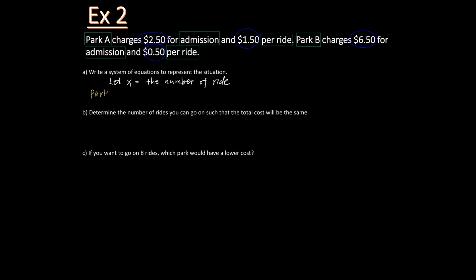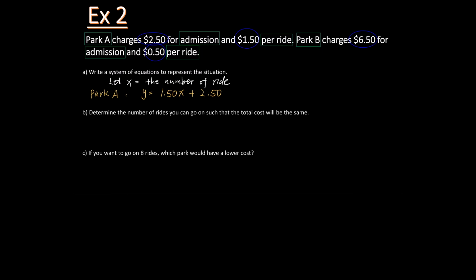For Park A, we have y equals 1.50x plus 2.50. Here the y represents the total cost in Park A. 1.50 times x means the cost for x rides. 2.50 is the admission charge, which does not change.